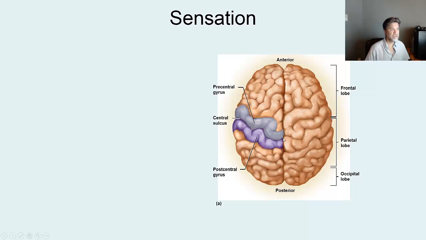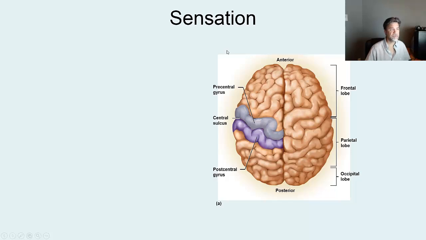And recall that we're looking at the anatomy, where this is the central sulcus that divides the frontal lobe, right, that is rostral, from the caudal parietal lobe. And in the parietal lobe, we have this band of tissue called the postcentral gyrus, then the central sulcus, and then the precentral gyrus of the frontal lobe.